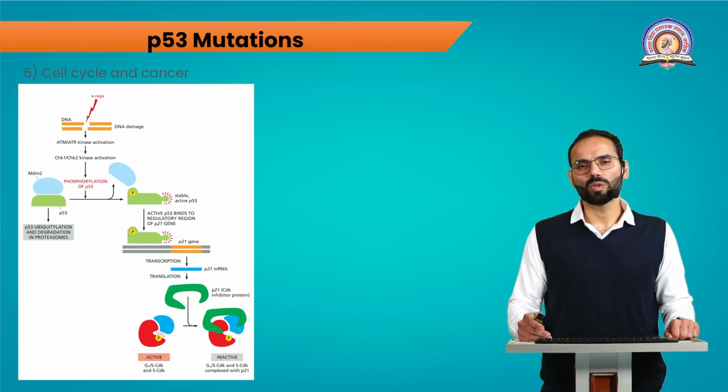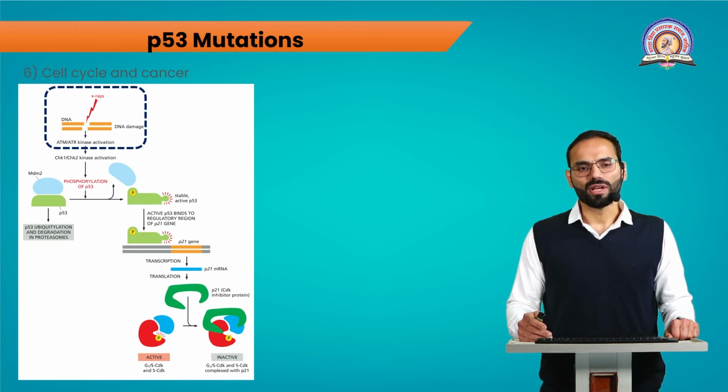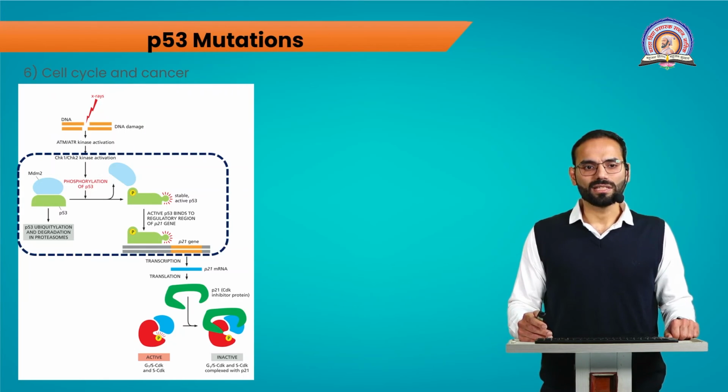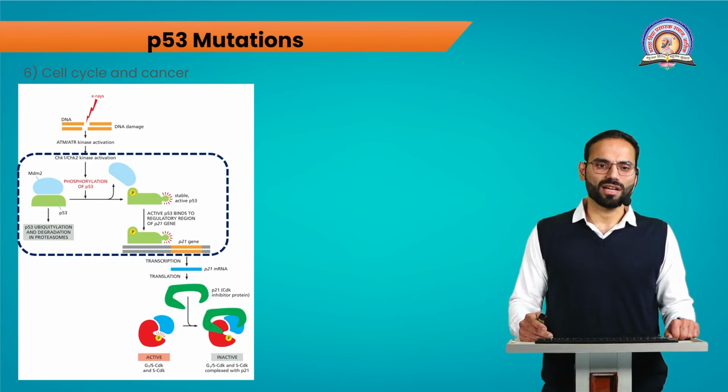The third protein which is often found mutated is p53. And in my previous slide, we have seen that p53 gets activated because of phosphorylation by CHEK1 and CHEK2 proteins, and this happens due to ATM and ATR kinases.